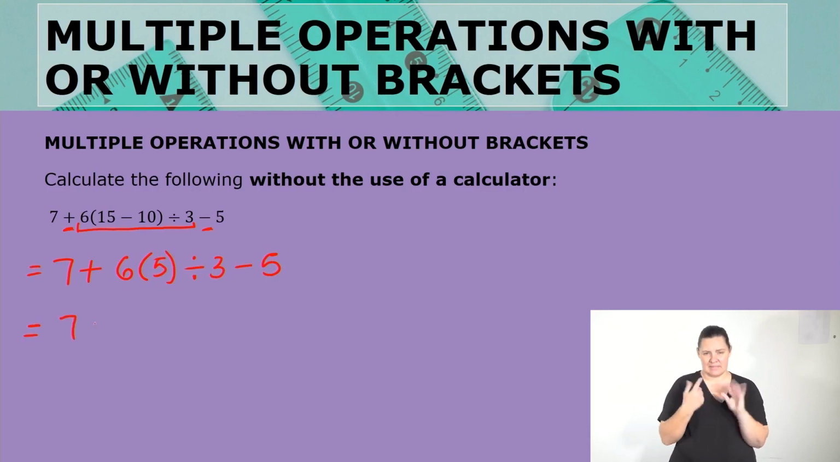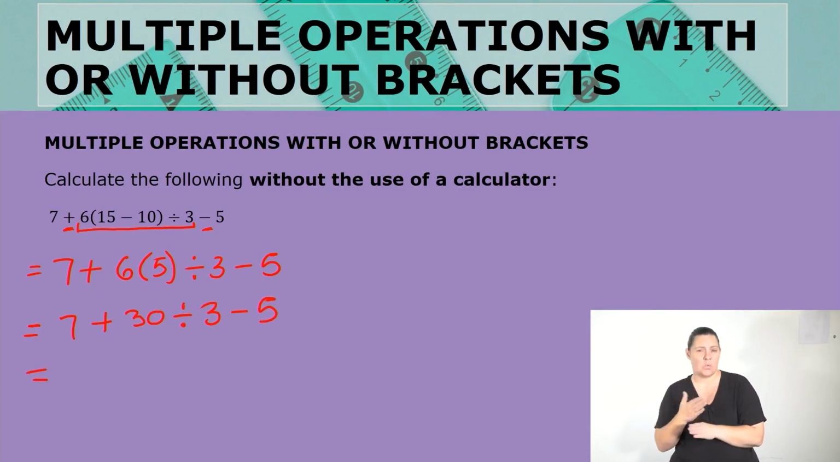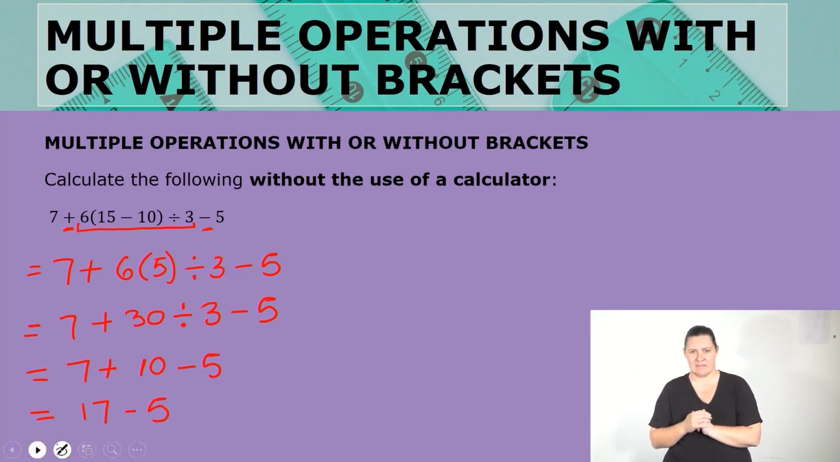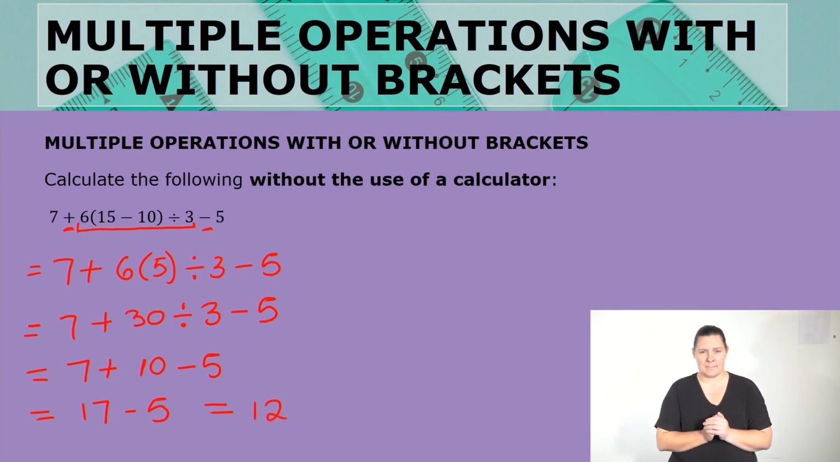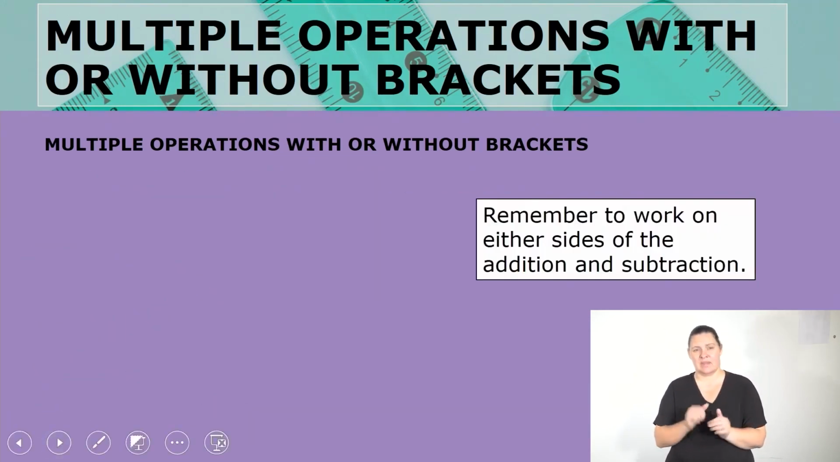So I still have the 7, and 6 multiplied by 5 is 30. We are going to divide that by 3 and we are going to subtract the 5. Remember, we're still working on either sides of the addition and subtraction. That means I have there 7 plus, now 30 divided by 3 is 10. And then we are going to minus the 5. Then I have 7 plus 10, which is 17, minus 5, and our final answer there, 17 minus 5, is going to be 12. Let's move on to the next one.